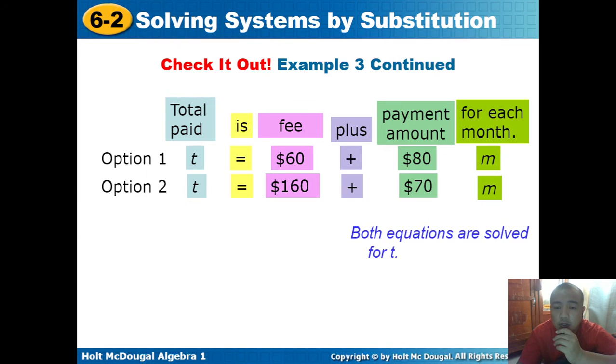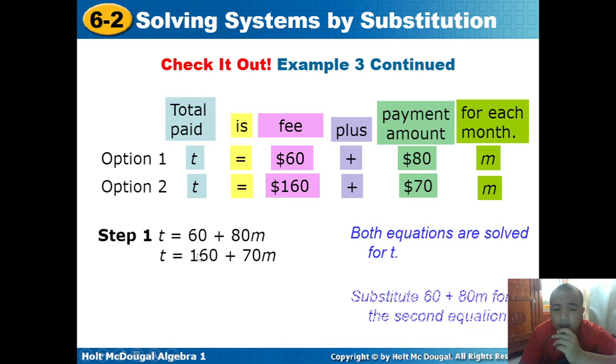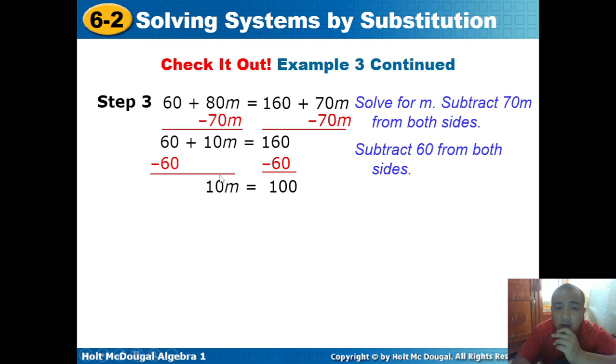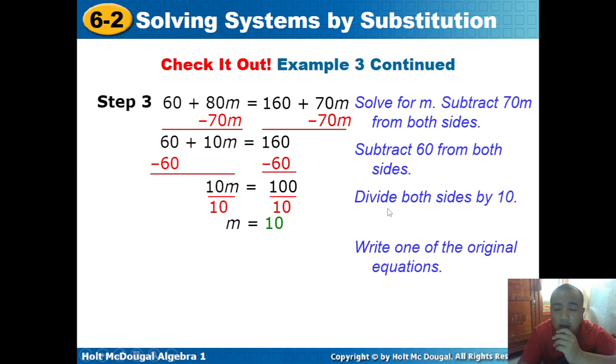So both equations are solved for T. Let us now substitute 60 plus 80M in equation 2. So 60 plus 80M equals 160 plus 70M. So we have 10M equals 100. 80M minus 70M is 10M, and 160 minus 60 is 100. Divide both sides by 10. So M is 10.